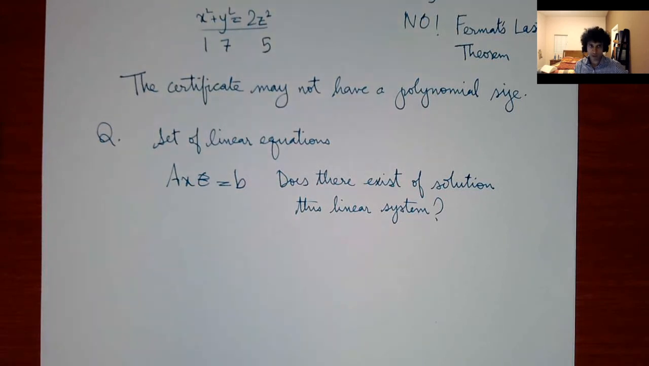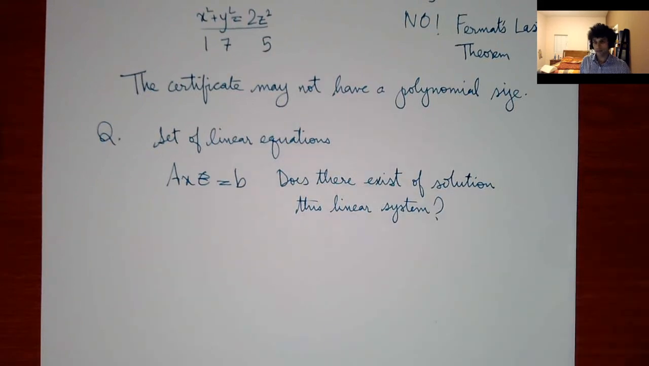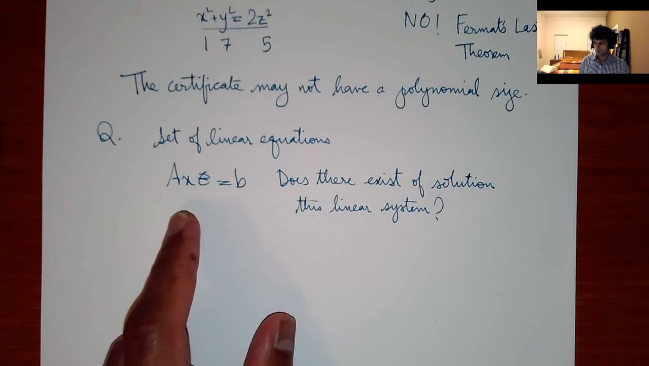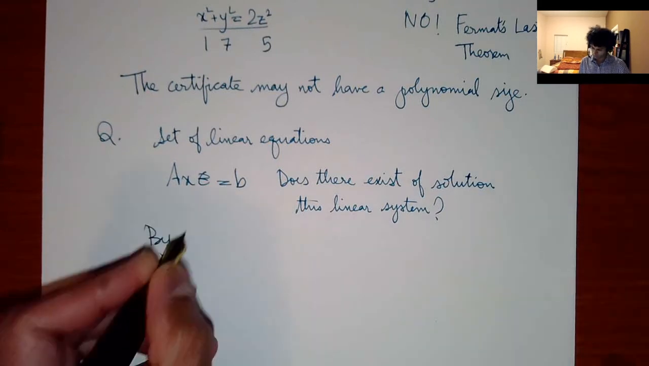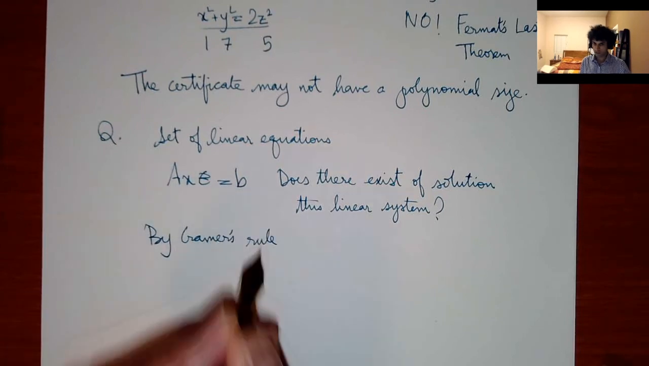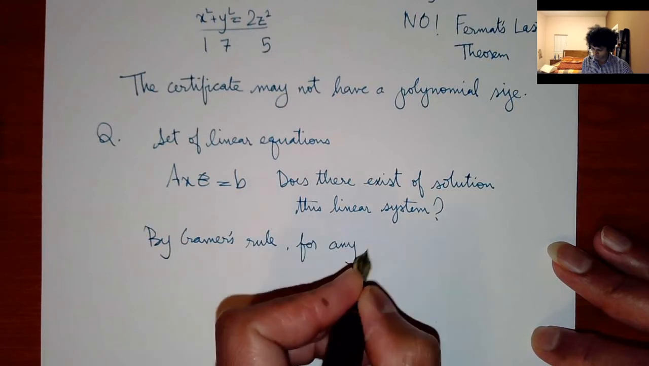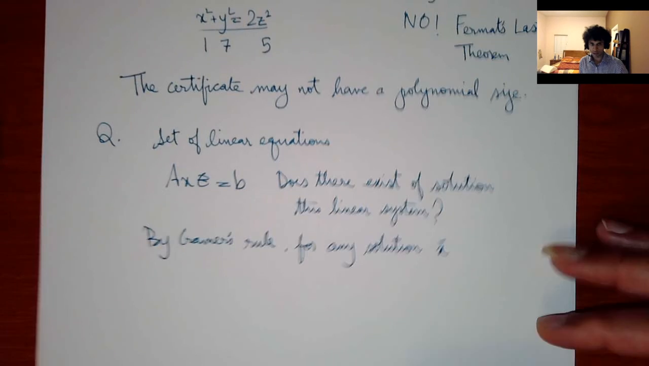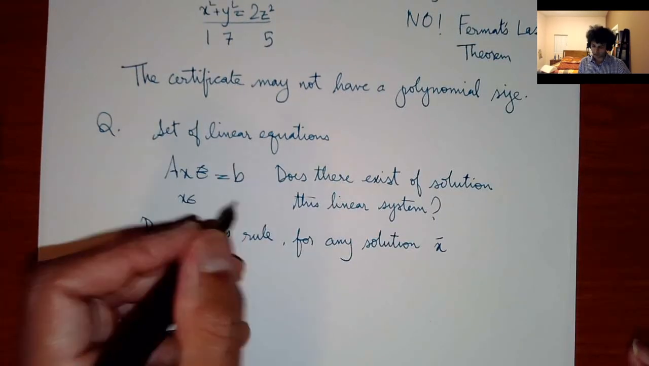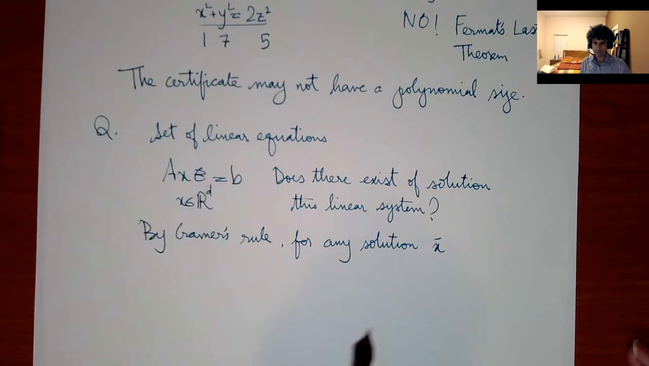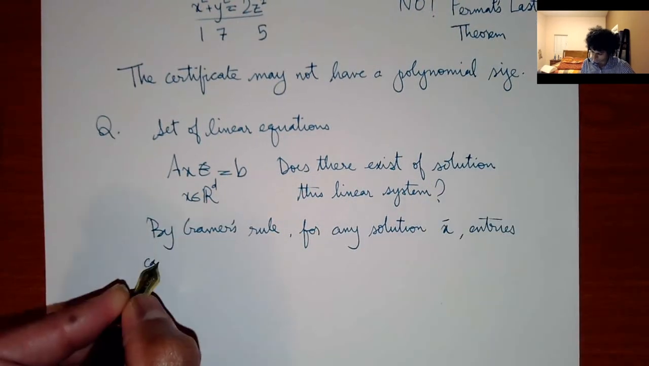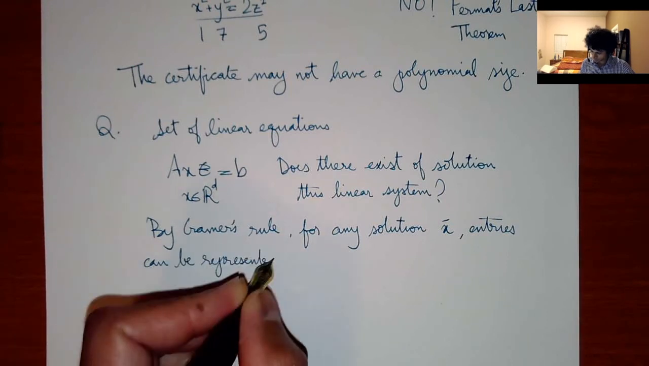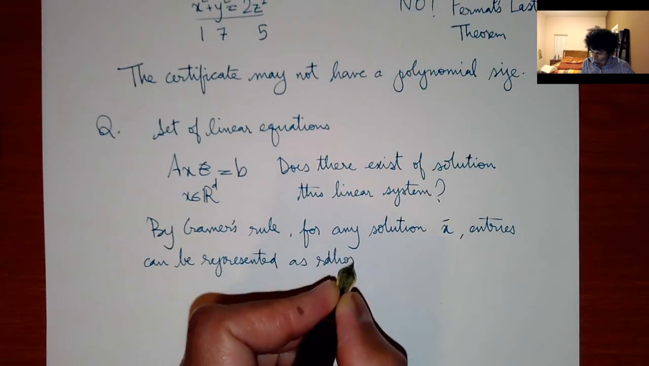And so this goes back to the comment that if you could bound the size of the certificate, then seemingly you can do it. And indeed, for a linear system you can, because if you apply Cramer's rule for solving linear systems, for any solution x, which is some vector in R to the d, these are matrices, Ax equal to b is a linear system, the entries can be represented as ratios of determinants.